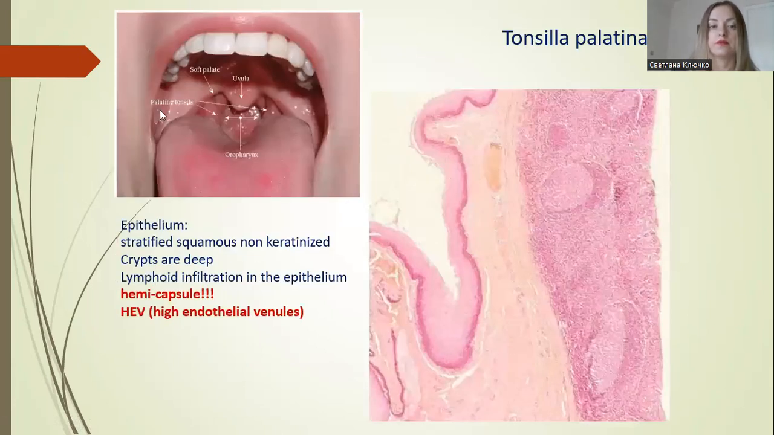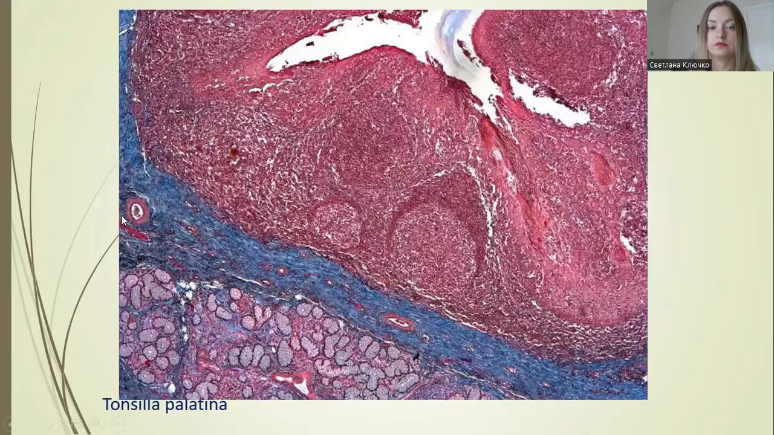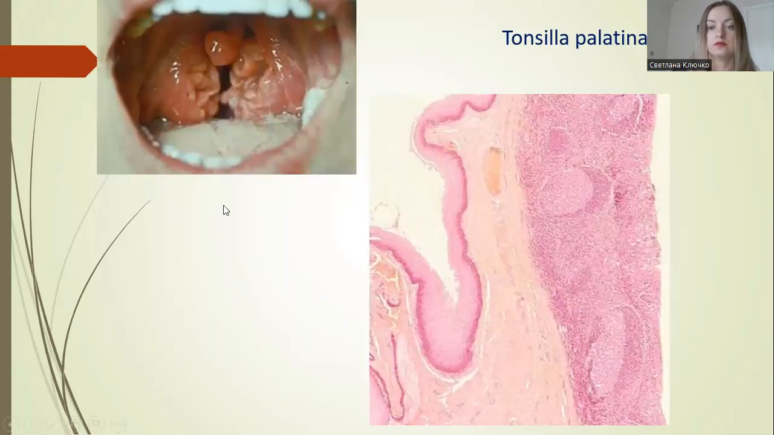Tonsilla palatina is localized in the oral cavity. Epithelium stratified squamous non-keratinized. Crypts are deep. Lymphoid infiltration in the epithelium. Hemicapsule, and venules with high endothelium are also present. Tonsilla palatina. You can see an inflammatory process in tonsilla palatina, and it is called tonsillitis, after infection with bacteria, for example, streptococcus.